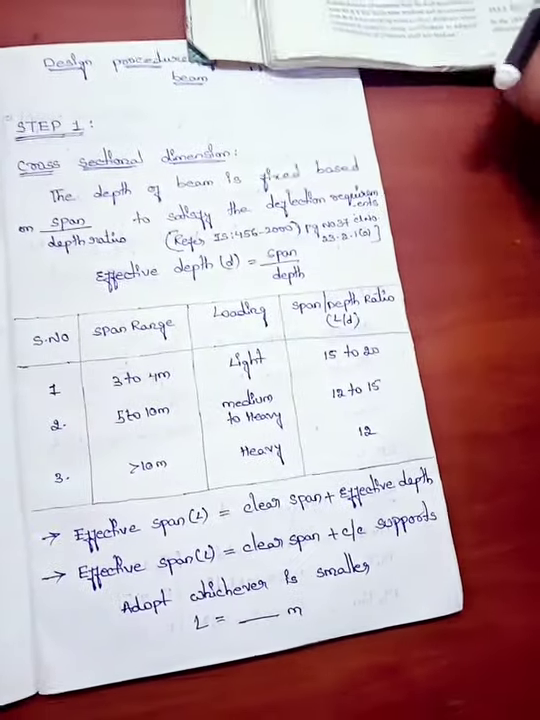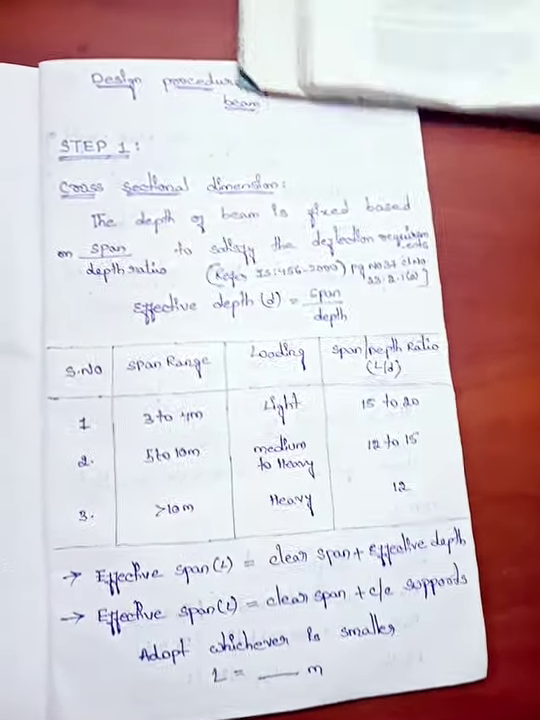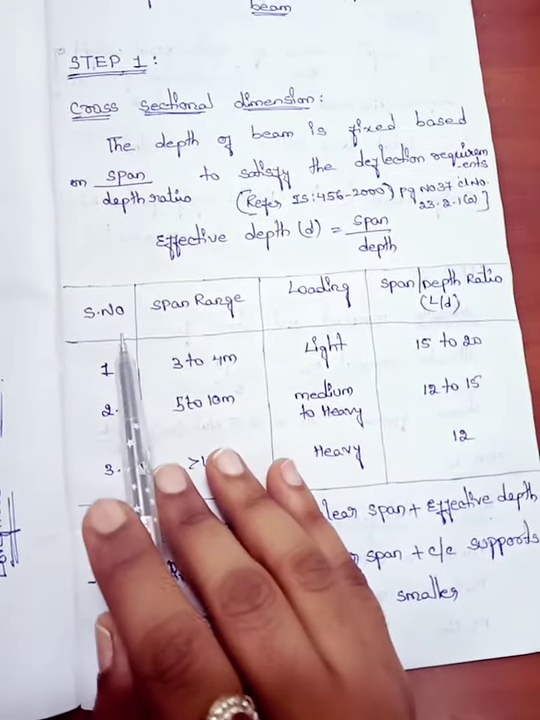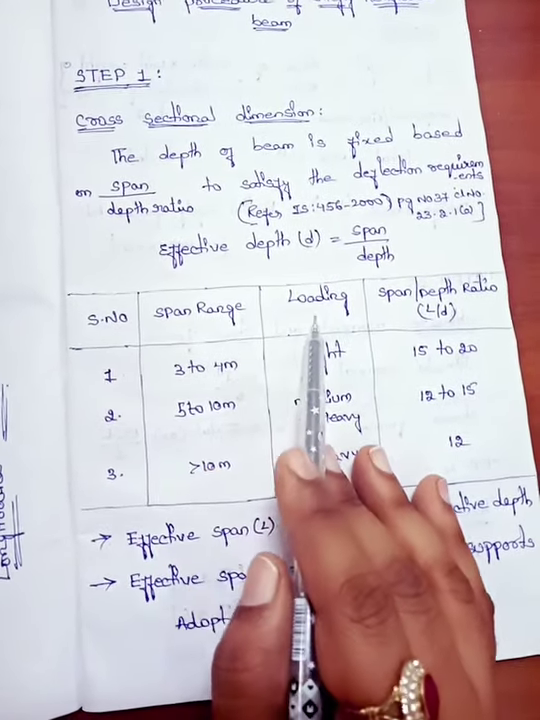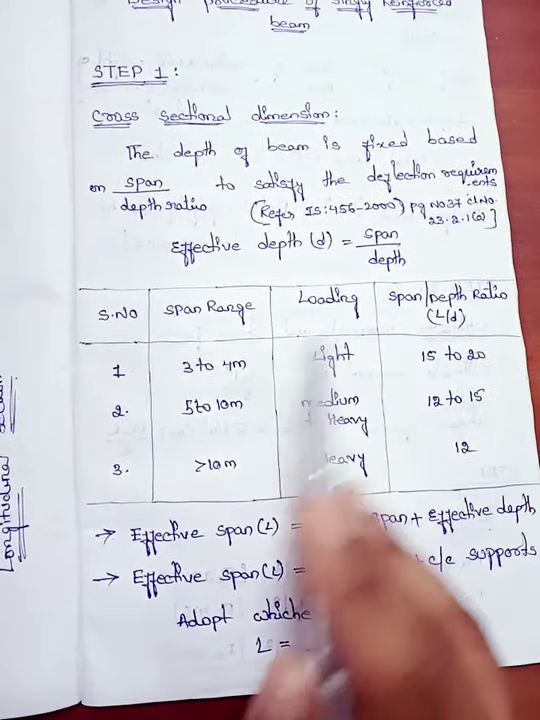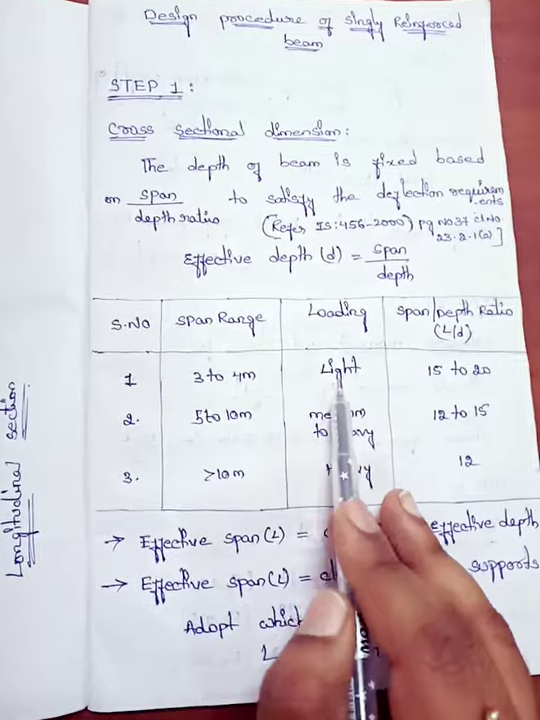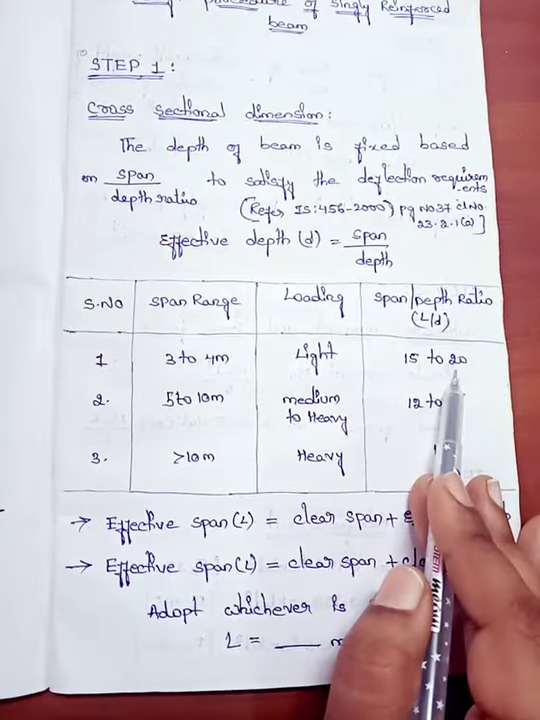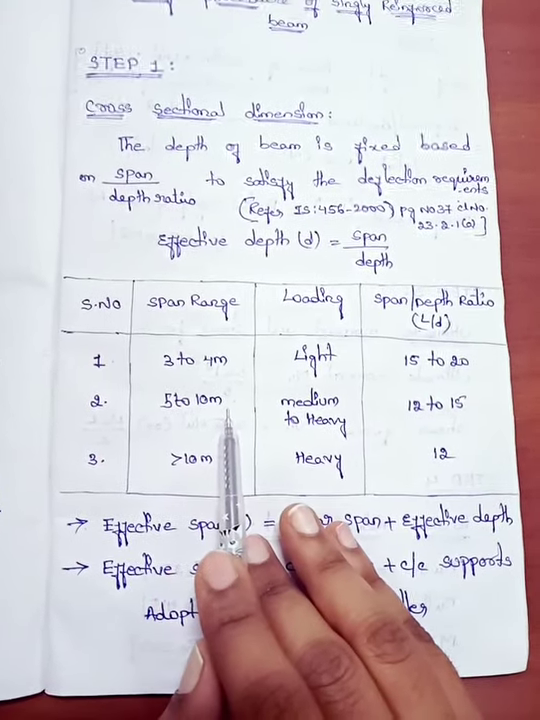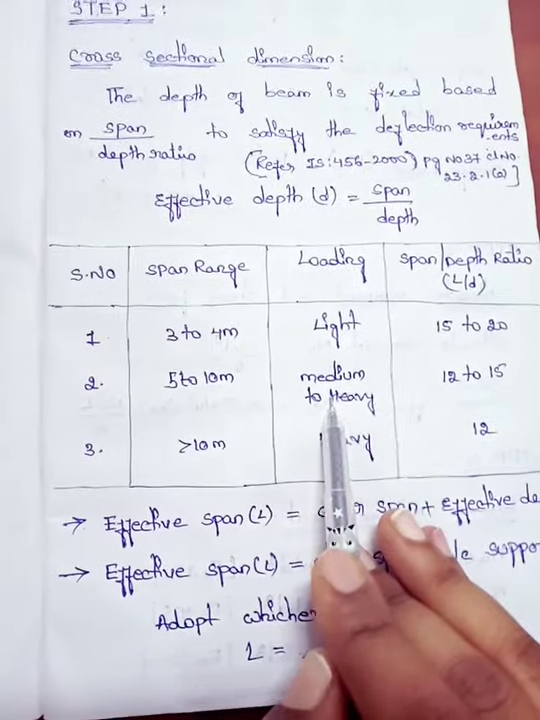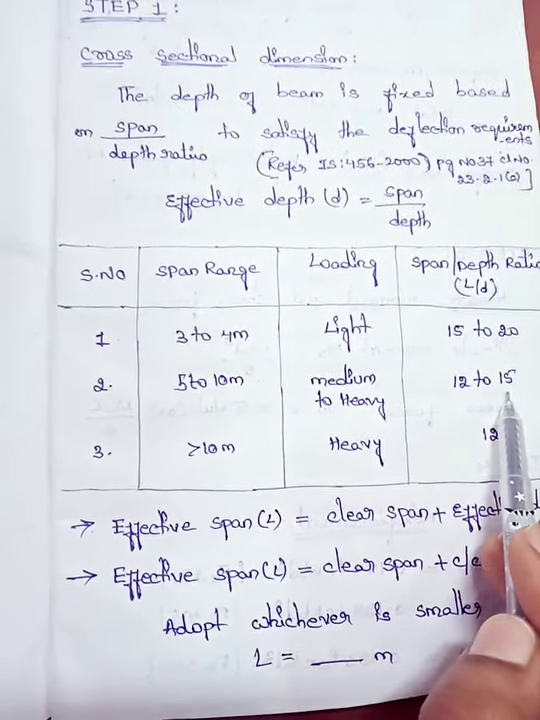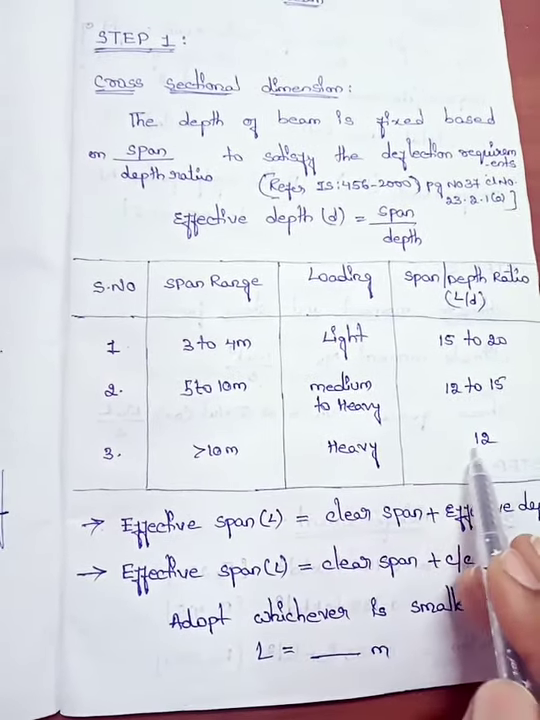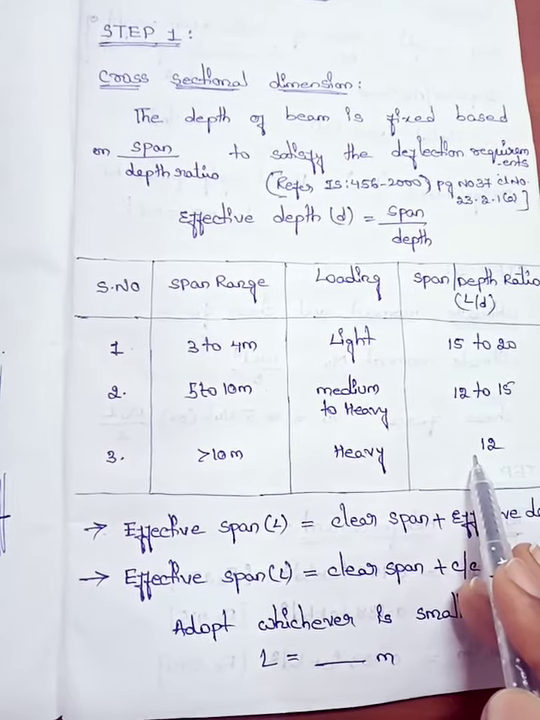So after finding the effective depth, D is equal to span by depth. See here, span range, loading and span by depth ratio. For 3 to 4 meters, if the loading is light, you can take the span by depth ratio as 15 to 20. If the span range is 5 to 10 meters and the load is medium to heavy, you can take an L by D ratio of 12 to 15. If it is greater than 10 meters and the loading is heavy, then you can take a span by depth ratio of 12.